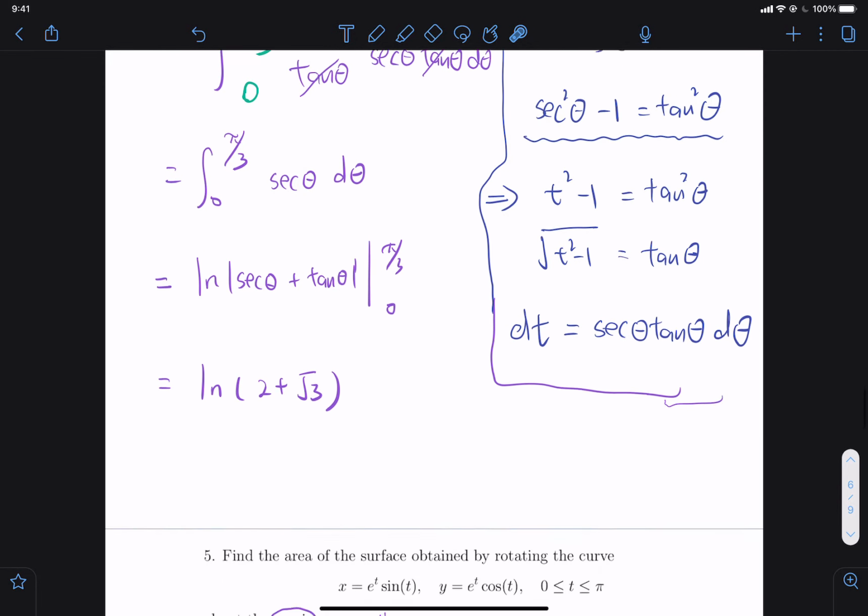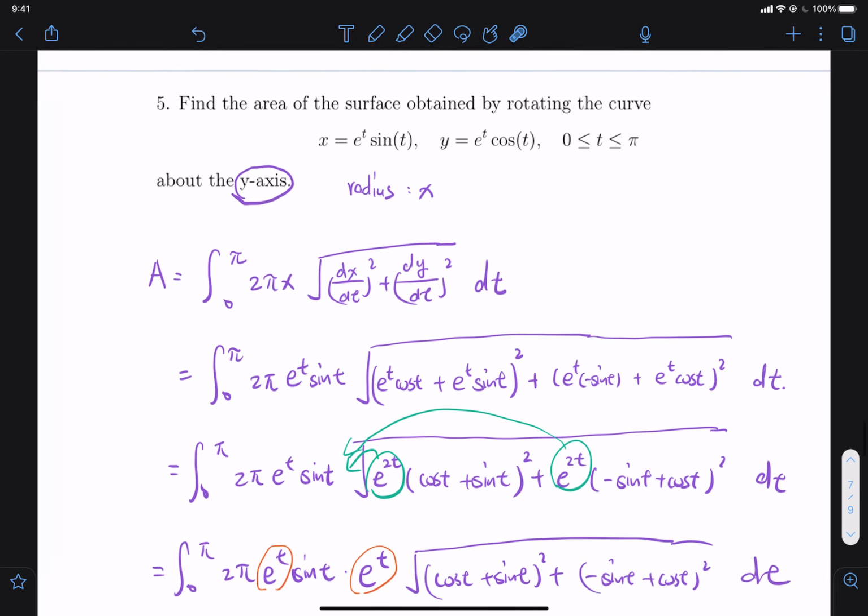And now moving on to question 5. Find the area of the surface obtained by rotating the curve about the y-axis. We also mentioned in our last two tutorials that when you rotate a curve about the y-axis, your radius should be x, and your circumference should be 2 pi x. So this part is fixed, it has to be 2 pi x. But for the other part here, this part could be up to you.